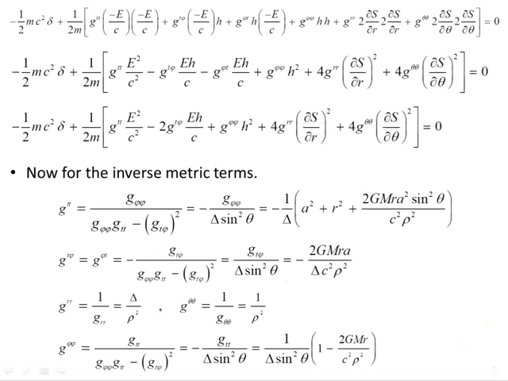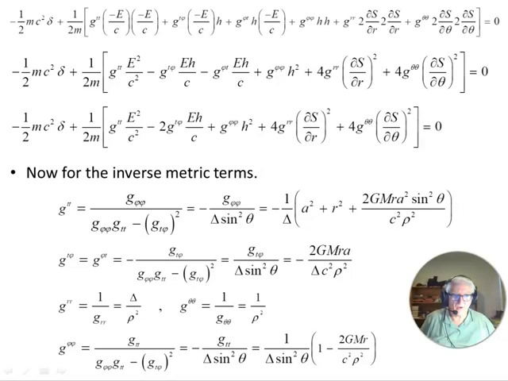Okay, now put that one back. Okay, so here we go. Substituting into that previous expression with the components of the momentum. Remember, P subscript T was minus E on C. P phi is the H, and P T is minus E on C.